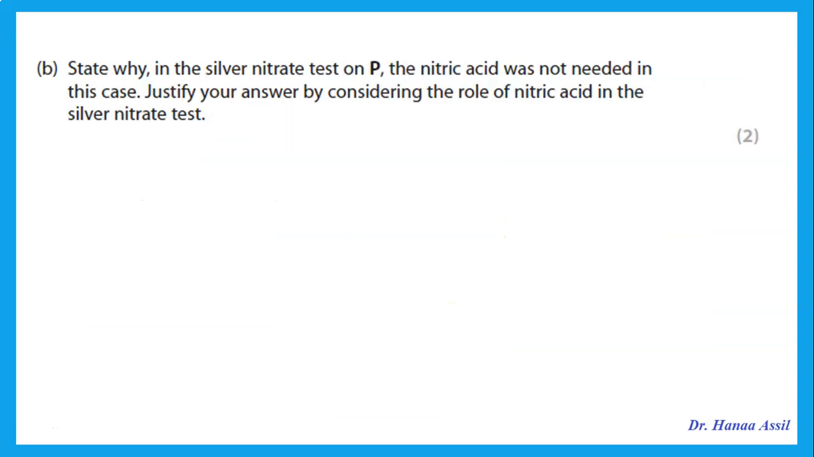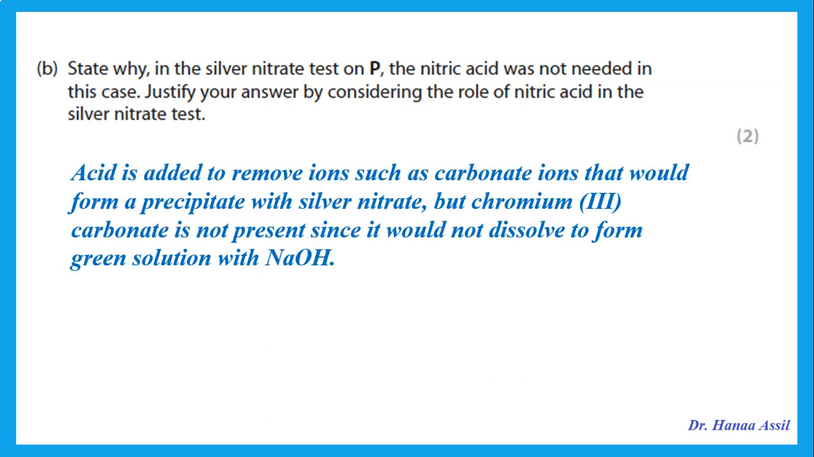State why in the silver nitrate test on P, the nitric acid was not needed in this case. Justify your answer by considering the role of the nitric acid in the silver nitrate test. When we do the silver nitrate test, why do we first add nitric acid? You should remember that we add nitric acid to remove any other ions that could form a precipitate. For example, carbonate ions, if they're present, will form a precipitate with the silver nitrate. So we should add nitric acid in order to remove any carbonate.